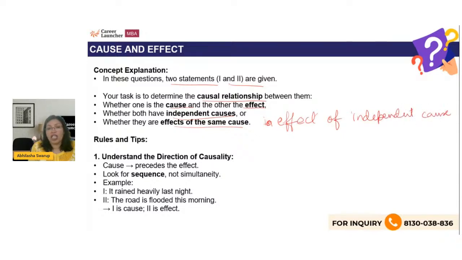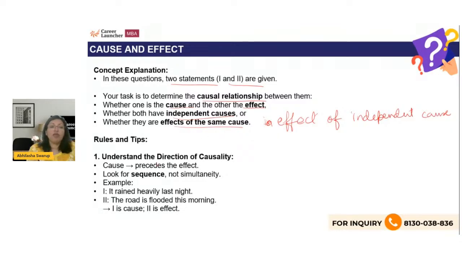So please understand that. So when there is a causal relationship, answer will be 1 or 2, which is 1 is the cause, 2 is the effect, or 2 is the cause and 1 is the effect. If that doesn't happen, then you have to look for whether both the events have one common cause, or if both of them are effects of independent causes. If that also doesn't happen, then they both have to be independent causes, which is a dummy option.